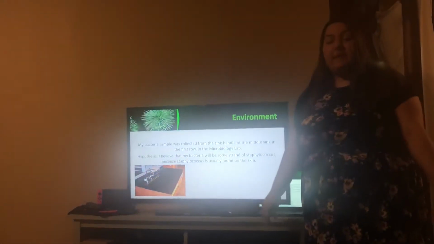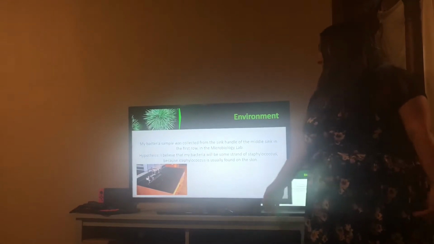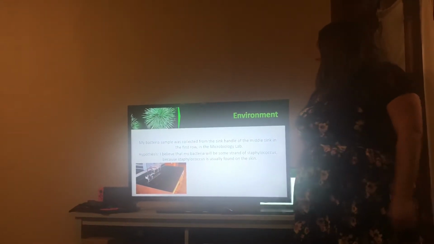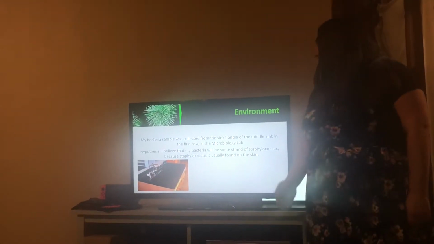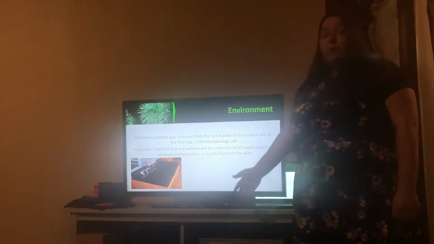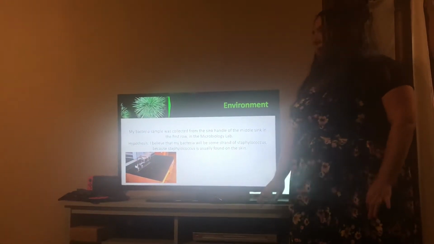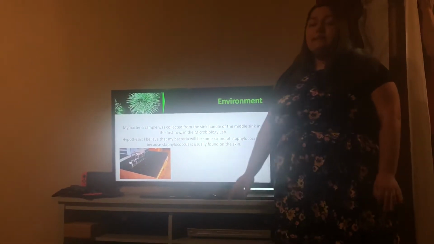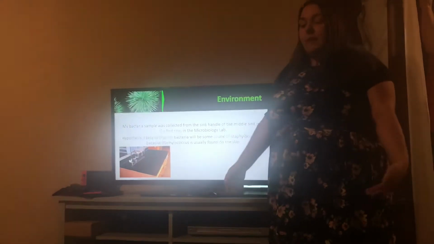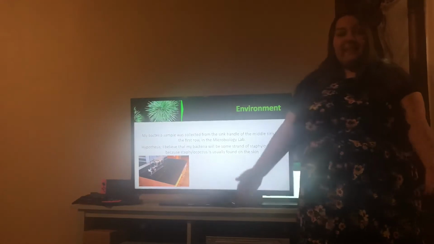First I'm going to talk about the environment that I collected my specimen from. My bacteria sample was collected from the sink handle of the middle sink in the first row of the microbiology lab. This is when I formed my hypothesis. My hypothesis was that my bacteria would be some strain of Staphylococcus, because Staphylococcus is normally found on the skin and the sink handles are being touched by live skin.